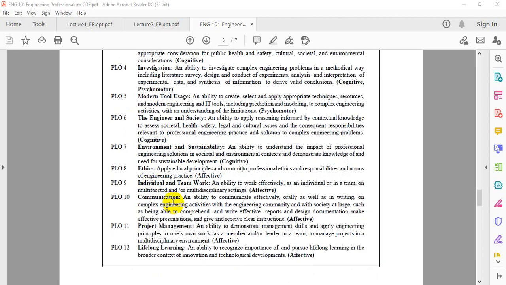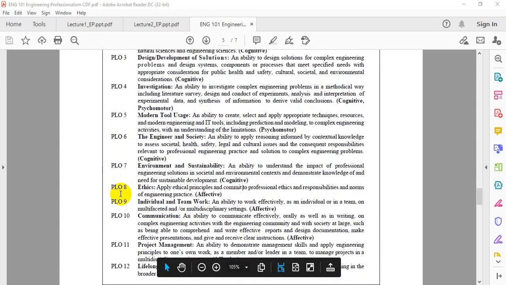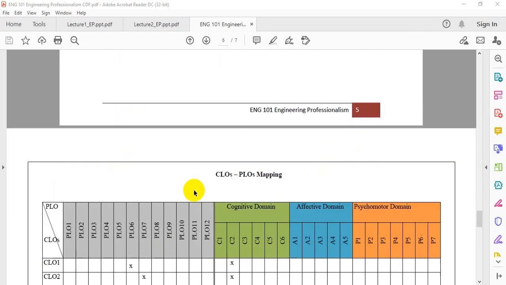Some students have even memorized it, but still the 6, 7 and 8, which are hardly covered in any course, are going to be covered in our course, so that's a good thing.